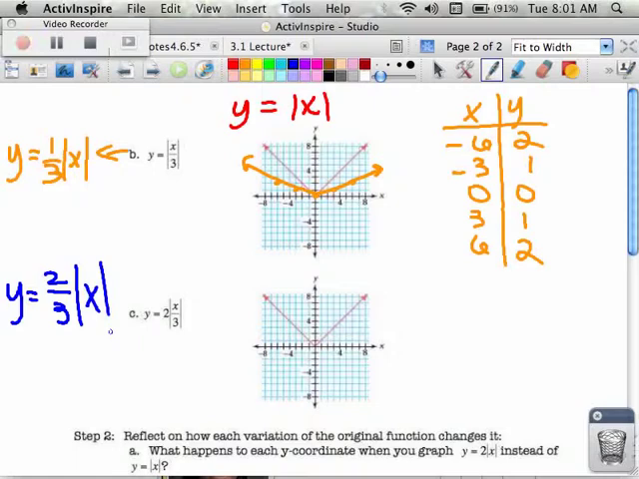And I prefer to write things as a multiplication rather than a division, because it seems easier to work with for me. I would make the same table as I made in the orange. The numbers will be a little bit different.